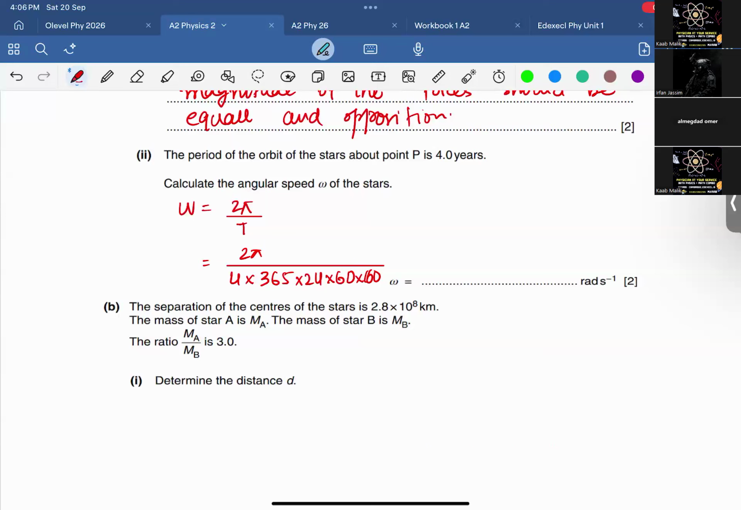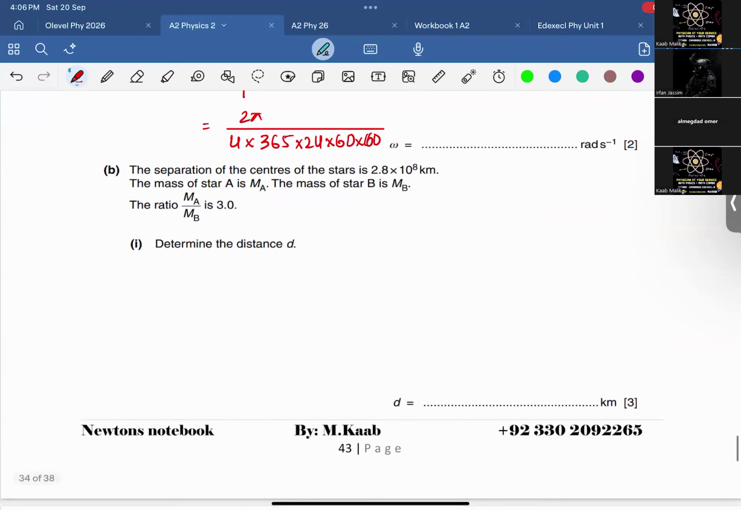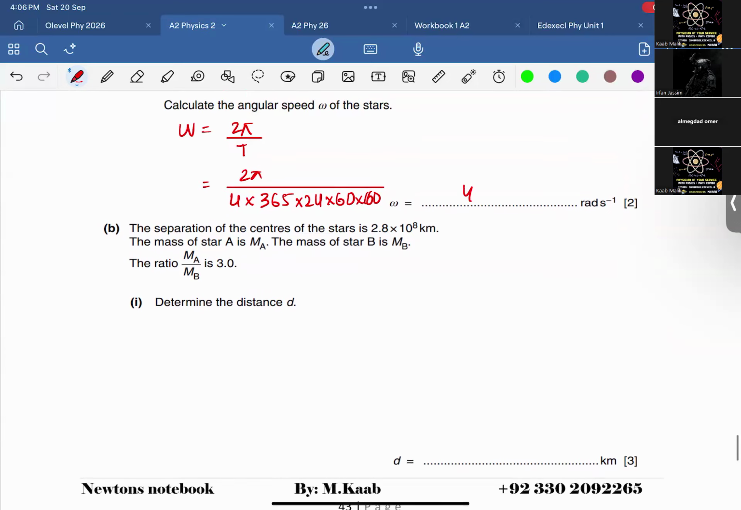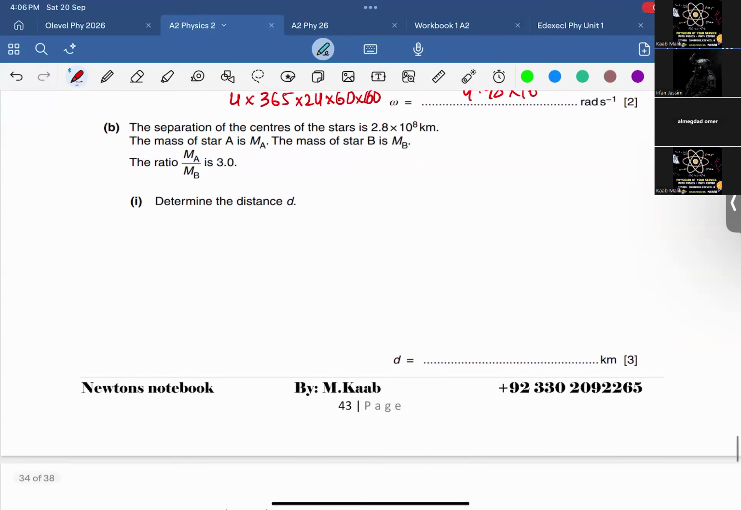How much? 4.98 into 10 to the power negative 8. Okay, please move on.